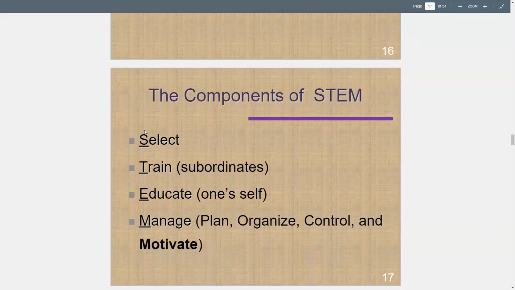So let's look at STEM. And as I said before, it's an acronym. We have select. We want to think about selecting the right people for the right jobs. Once we've selected those individuals, we want to train them so that they are very competent at their jobs, but also competent at the risks associated with those jobs. Then we want to educate ourselves to make sure that we know, number one, how to select and how to train these individuals. You may say, what's the difference between educate and train? Maybe not a big difference, but here we're thinking about how we educate ourselves in these areas.